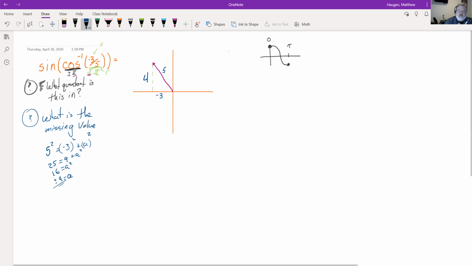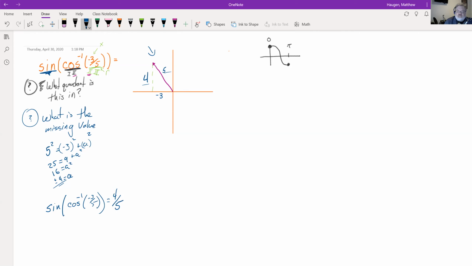So now we're left with, what is the sine in this scenario? Well, the sine is supposed to be the ratio between y and r. So what is the sine value when the cosine value was negative 3/5? Well, the sine value in that scenario is 4 over 5. So 4/5.